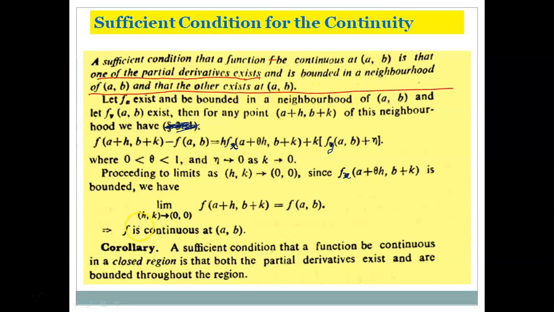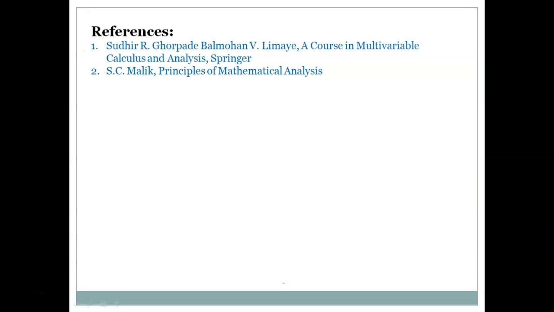So you can keep that in mind. And one corollary regarding the same: a sufficient condition that a function be continuous in a closed region is that both the partial derivatives exist and are bounded throughout the region. So in a closed region, we require a stronger condition. In this case, both the partial derivatives must exist as well as both must be bounded in that closed region. So this is it about this lecture, and the content has mainly been taken from these two books. You can consult them. Thank you.